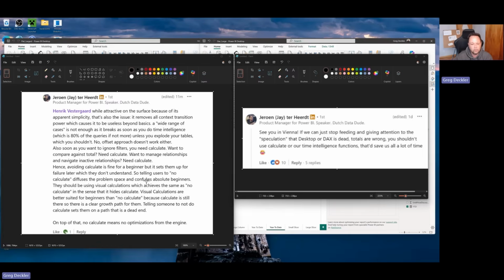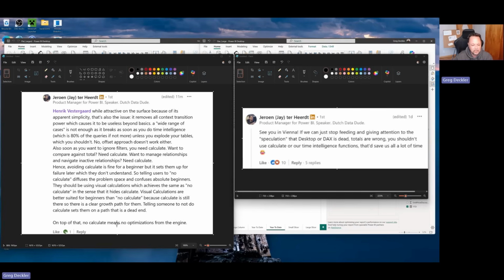Because they use CALCULATE, it works, and then the next time they use it, it doesn't work. And that's because the classic is that they have a sort by column, and they didn't include that in their CALCULATE. So CALCULATE is what sets people up for failure because it's so damn complicated, right? And then he talks about visual calculations, which are not even out of preview, Jay. Like they're not even out yet, so people shouldn't be using them anyway.